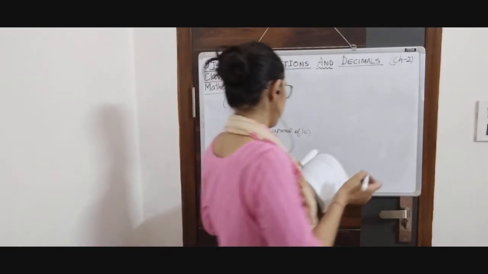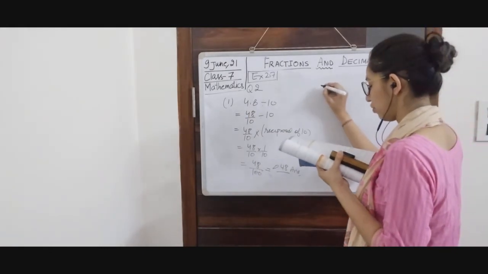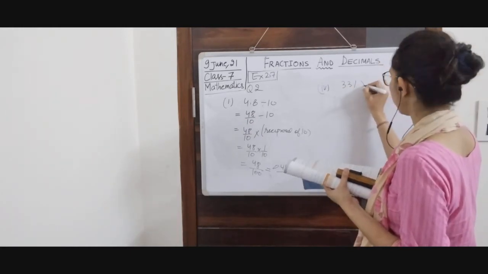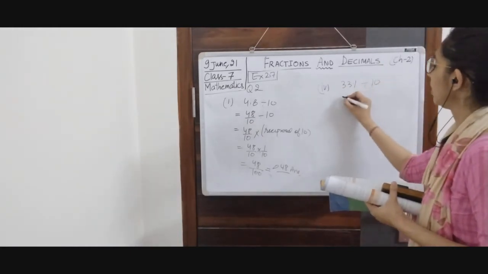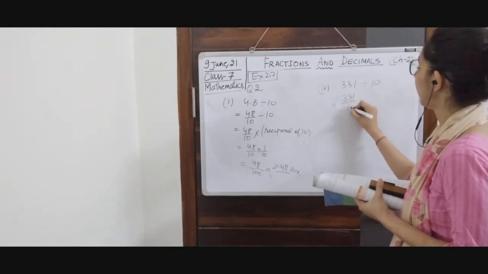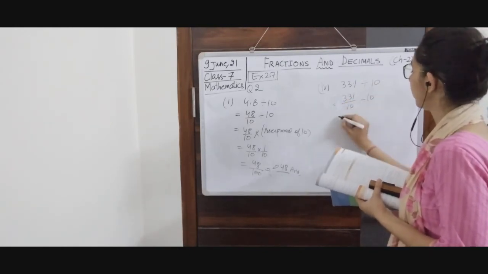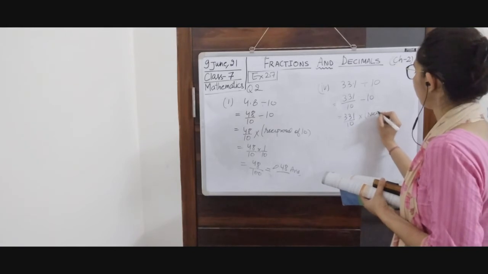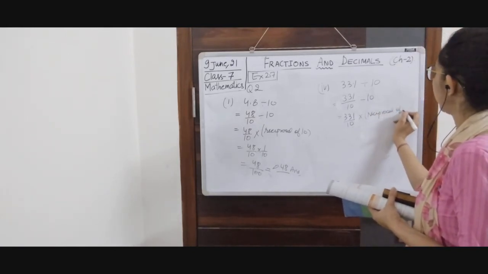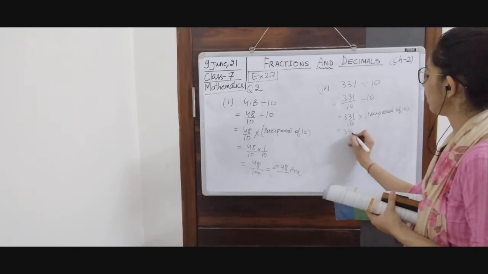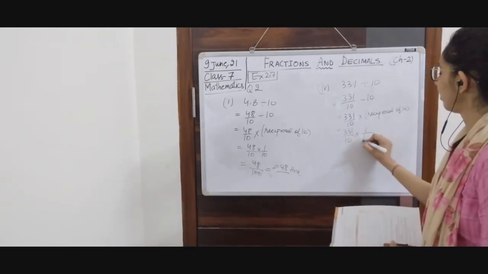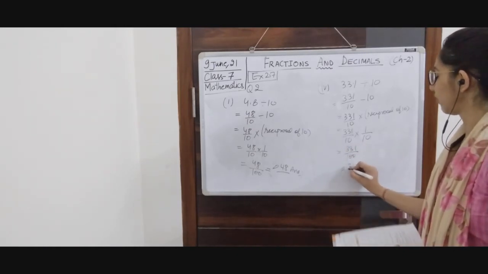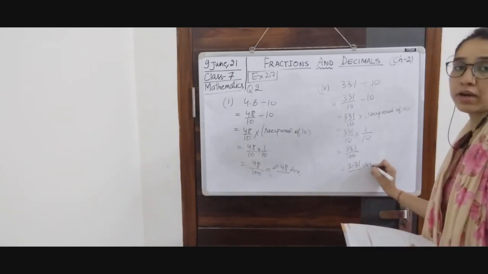Okay. We will do 2 more parts. Suppose the fourth part. In the fourth part we have 33.1 divided by 10. That is 331 by 10 into the reciprocal of 10, which is 1 by 10. So 331 by 100. We will put the decimal. We will get 3.31. This will be our answer.